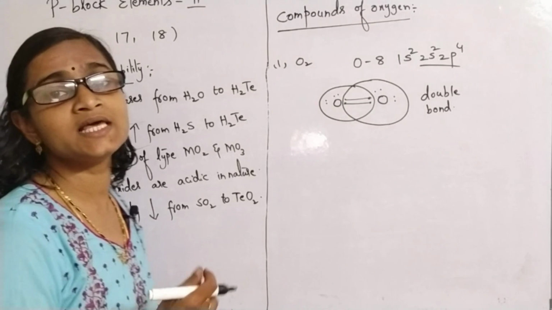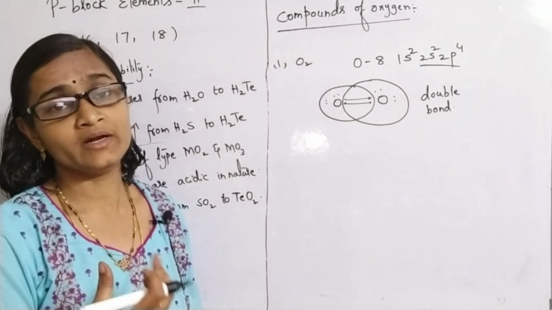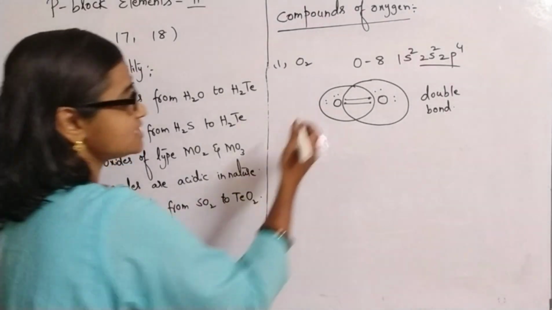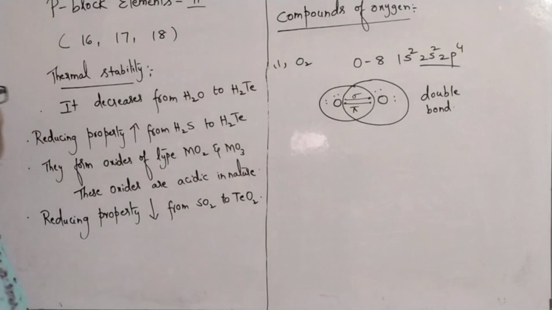If a double bond is present between two elements in a compound, you all know that it is one sigma bond and the other is a pi bond. So how is an oxygen molecule formed? By sharing 2 pairs of electrons with each other.